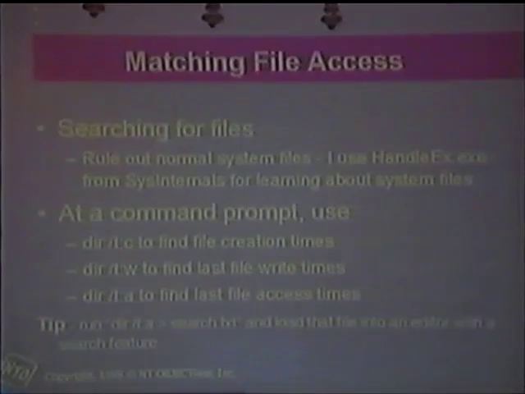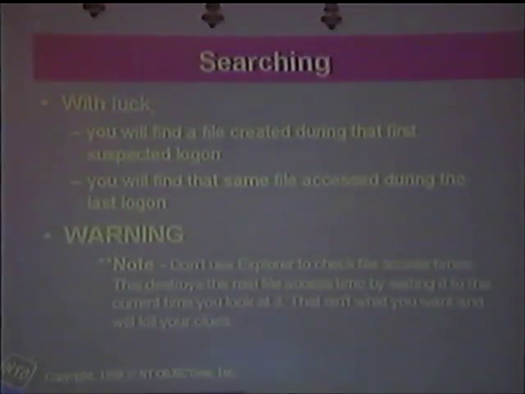Okay, without using any specialized tools, just making use of NT's built-in stuff, here are three commands that I probably never see anyone in the NT world use much: the dir /t:c switch, the W and the A. These just list out the creation times, the write times, and the access times. So I'm going to try and find something that was created or accessed during the time that this guy was on the system. And again, with luck, we'll find what we're looking for.